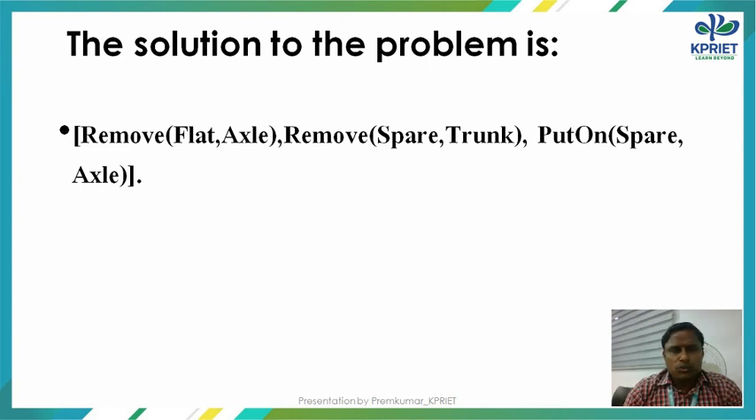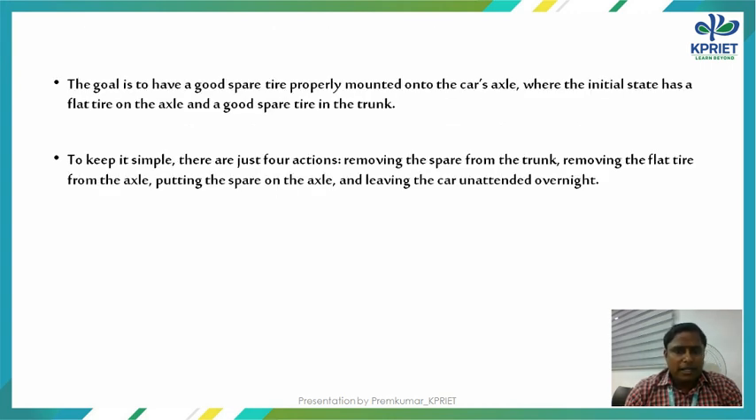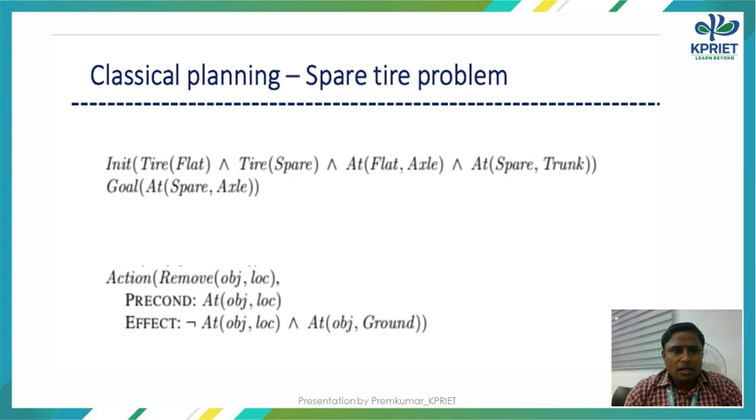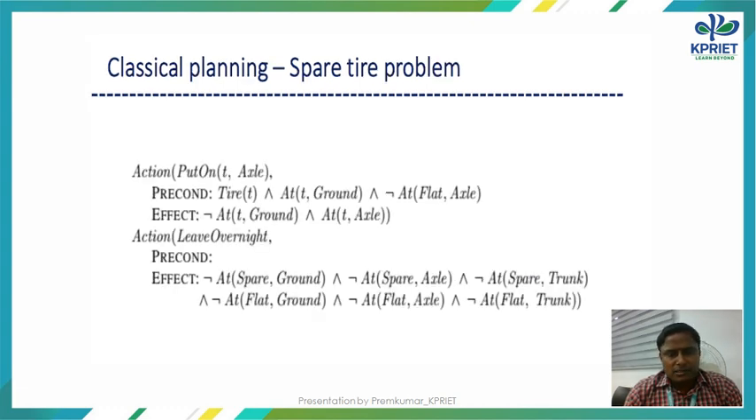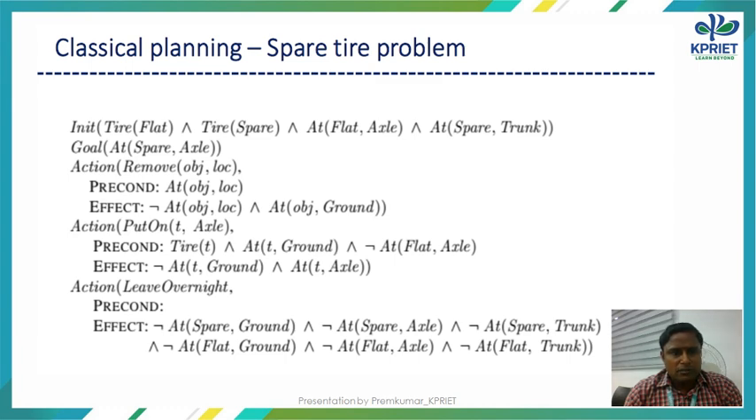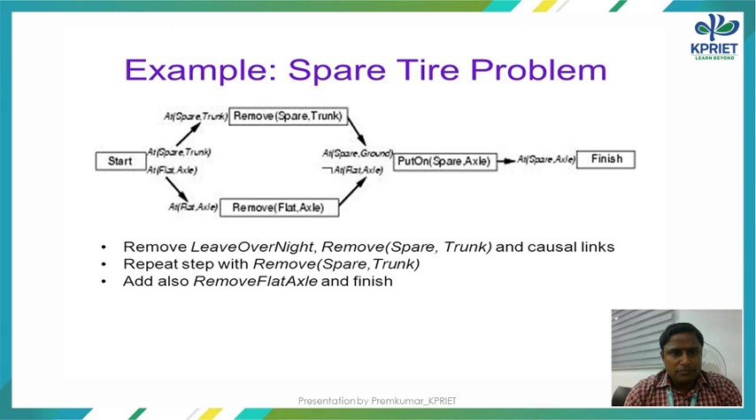The solution to the problem is very simple. We just remove the flat, remove the spare, and put the spare on the axle. That's it. The goal I have already told. Next we are going to see the classical planning algorithm and how it is implemented. It is implemented using the initial state, goal, and actions, and we look for the shortest plan.